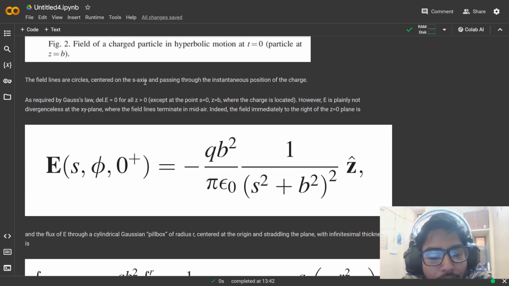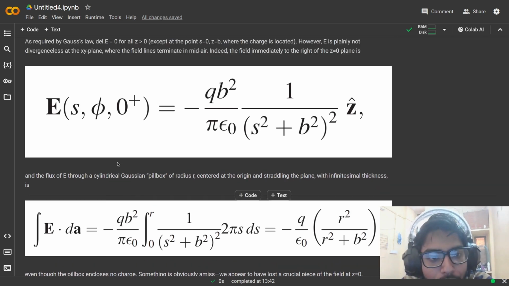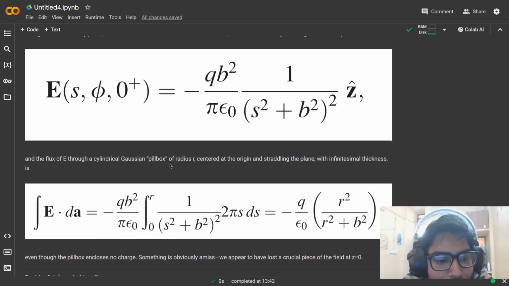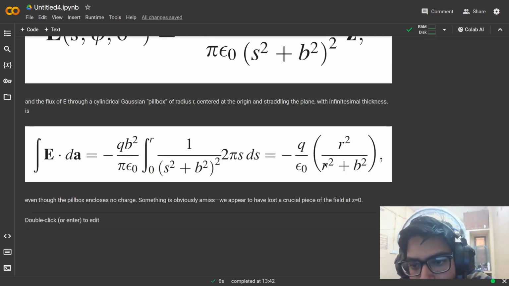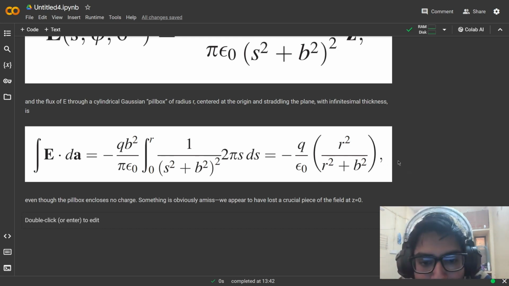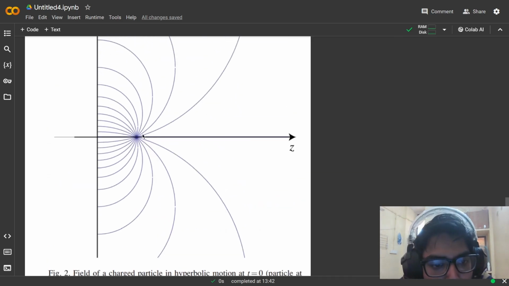So we make this Gaussian surface and then we find the electric flux through it. We know the electric field is this, and the flux is the integration of E dot dA, and it comes out to be minus q by epsilon naught times r squared divided by r squared plus b squared. But wait, this electric flux is finite, shouldn't it be 0? Why? Because there are no charges just to the right; there is only this charge at B, but there are no charges here.